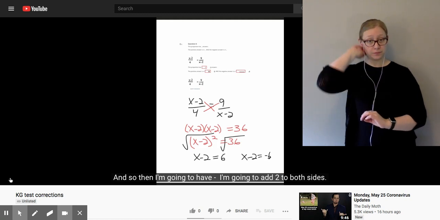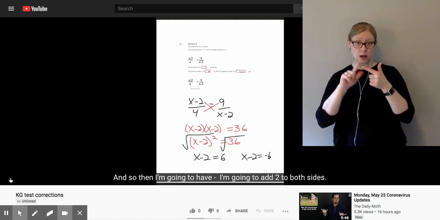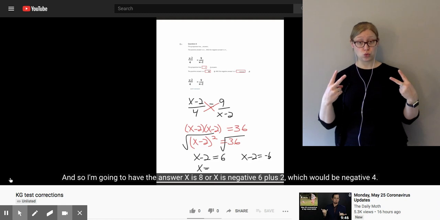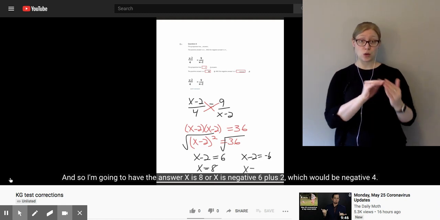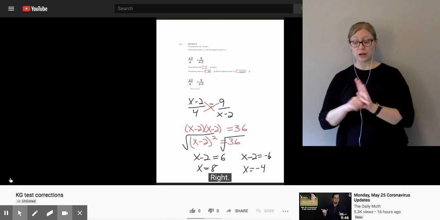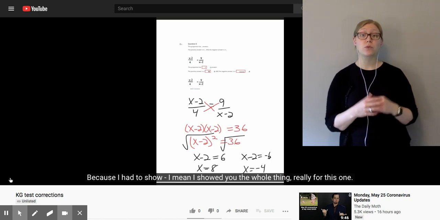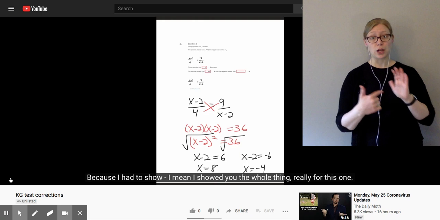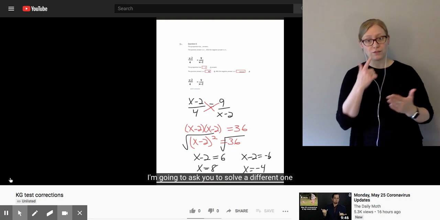Okay? And so then I'm going to add 2 to both sides, and so I'm going to have the answer x is 8, or x is -6 plus 2, which would be -4. Right? Because I showed you the whole thing for this one, I'm going to ask you to solve a different one.